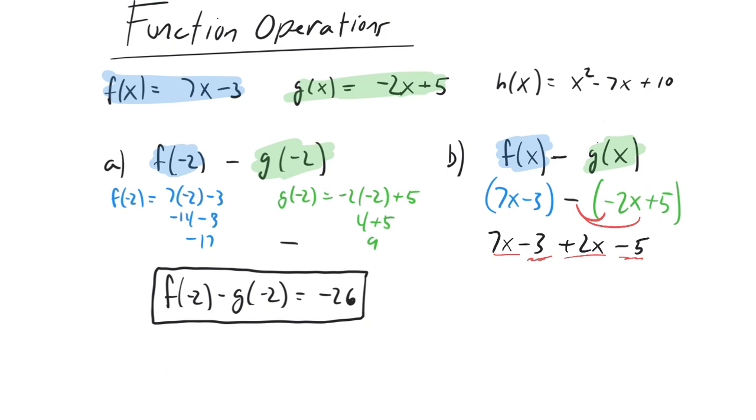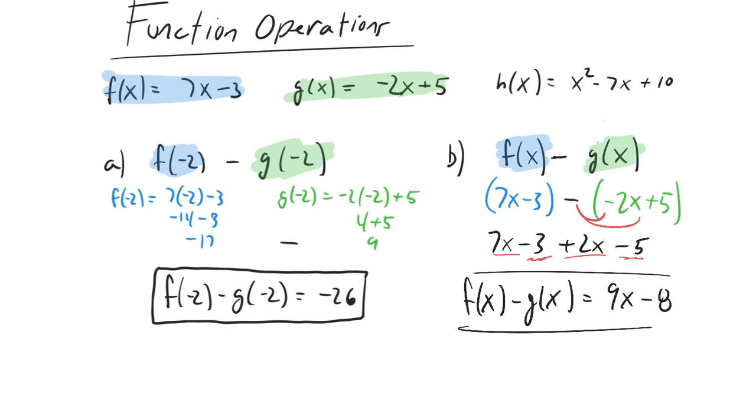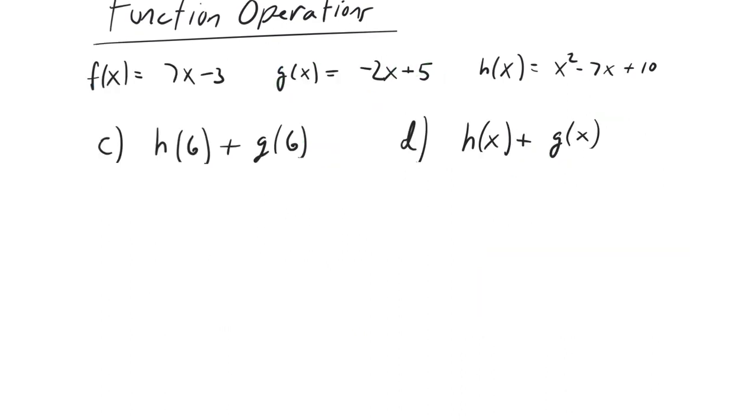So f of x minus g of x equals 9x minus 8. There you go. Okay, let's look at another example. Or dividing functions. Or even adding them. You do that. It's the same functions up there, just doing some different operations.